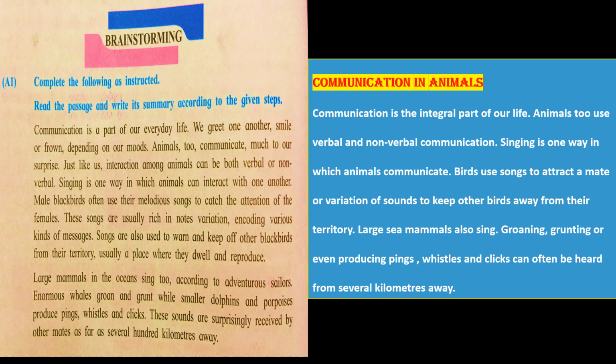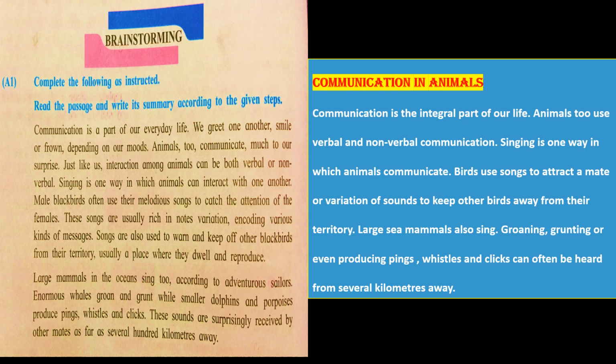According to the adventurous sailors, enormous whales groan and grunt, while smaller dolphins and porpoises produce pings, whistles, and clicks. These sounds are surprisingly received by other mates as far as several hundred kilometers away.